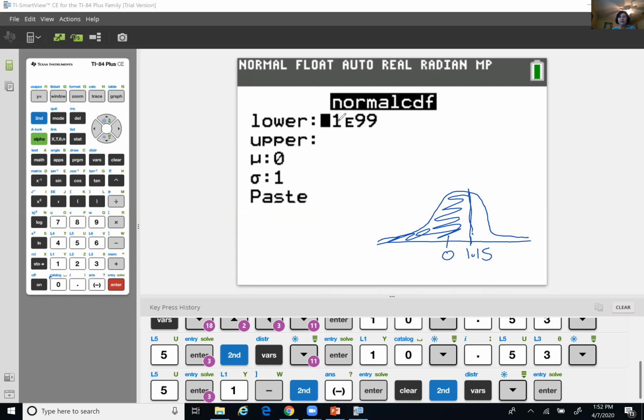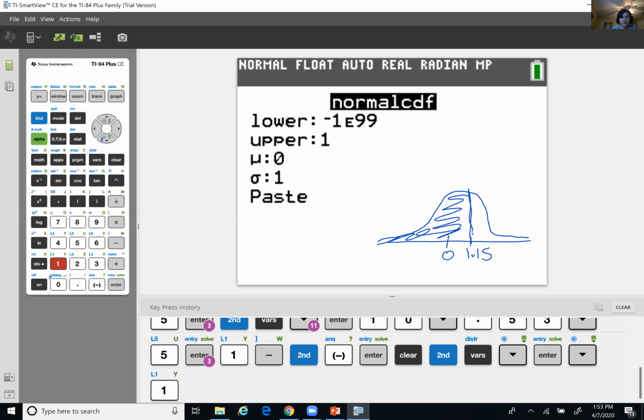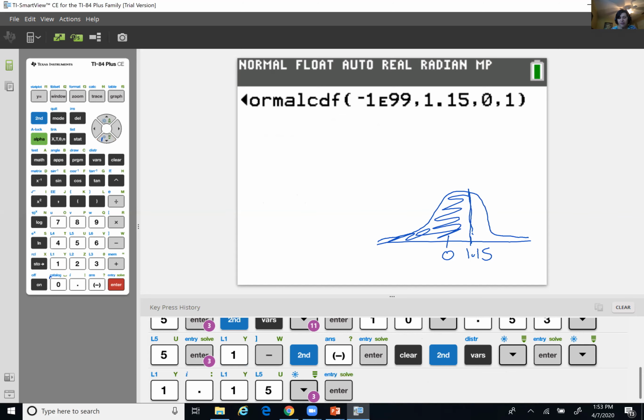So I'm going to put in this, and it's defaulted to be in scientific notation, -1 times 10 to the 99th. That's just saying I'm as darn negative as I can get. You don't have to change it as long as you want to go all the way to that tail. My upper boundary is going to be where I want to stop, and I'm going to stop at 1.15. My mean, as long as it's a standard normal curve, the mean will always be 0 and the standard deviation will always be 1. And now when I calculate this, it pastes all that in there.